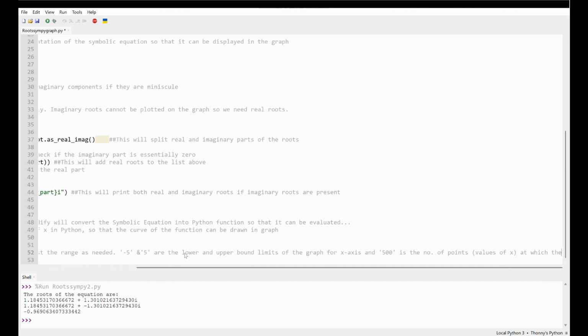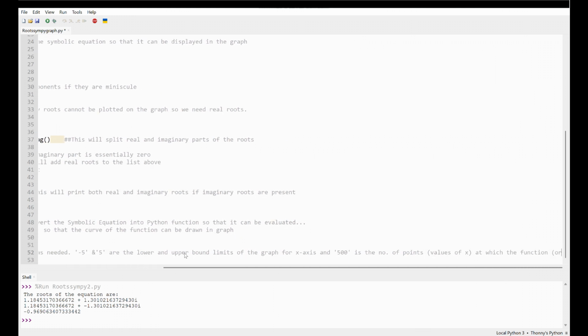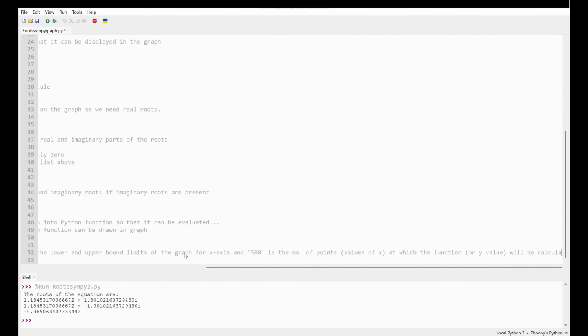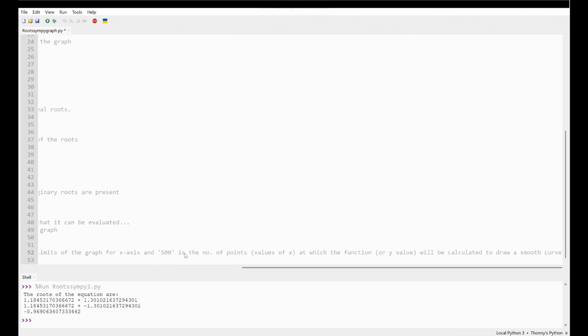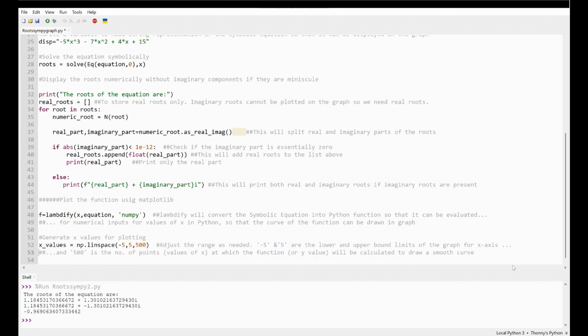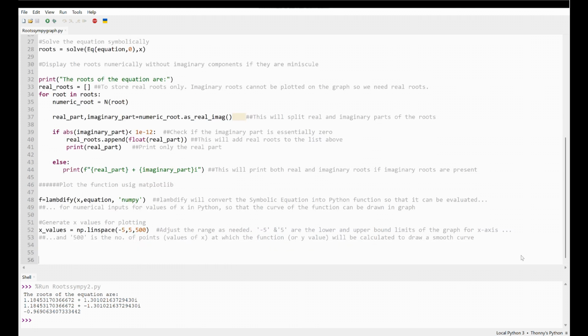You can change it to 1000 also. The more points you have, the smoother the curve will be. The fewer points you have, the rougher the curve will be. So I want a smooth curve, so 500 seems to do the job for that. So I'll just code the rest of the stuff for plotting the graph.